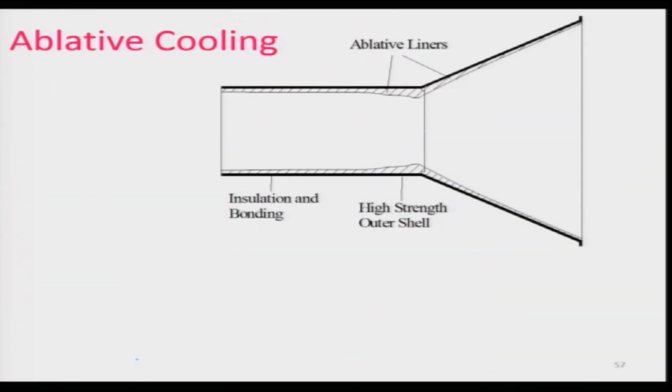Let us look at ablative cooling a little further. As I told, the insulation and bonding is a must, that has to be bonded properly, and the highest strength of the outer shell has to be ensured. Generally, these are the ablative liners, and the thickness can be varied depending on what you need. If you look at the thickness of the ablative liner, it gets reduced, because as the nozzle gets expanded, the temperature will be lower. Therefore, there is no need to go for the same thickness of the ablative layer, because one has to reduce the weight of the nozzle.